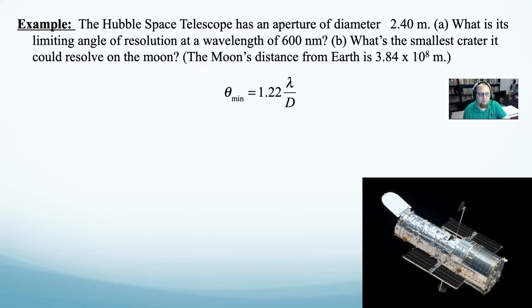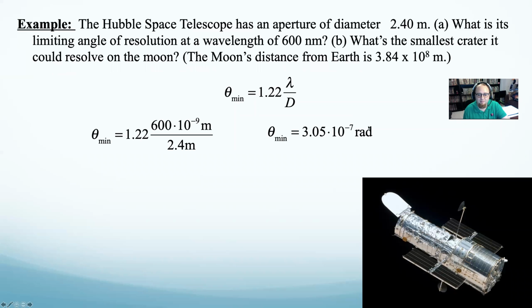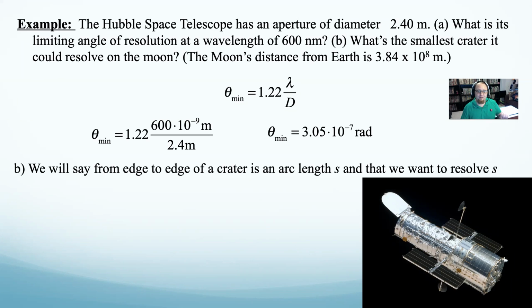So, there's the equation. If you want to find the smallest angle it could resolve, it's just going to be the wavelength over the diameter, and that'll be the angle in radians. Now, if this wanted to look at something 3.84 times 10 to the 8th meters away, that distance would be the radius, and the size of something would be the arc length. For anything, the arc length is the angle in radians times the radius. So the smallest thing we can resolve will be the angle in radians times how far away it is. That tells me I can see something as small as 117 meters across. Anything smaller than 117 meters, we can't resolve.